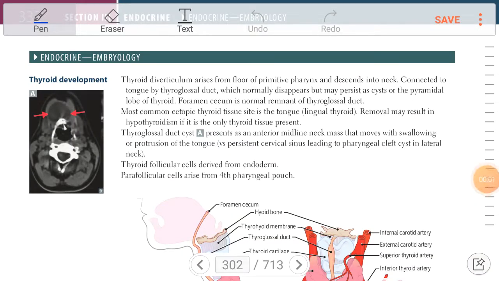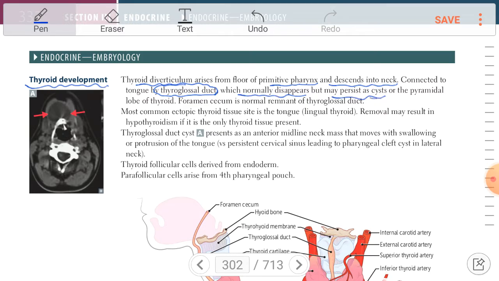So first of all, we will go through the endocrine embryology, the thyroid development. We have the thyroid diverticulum, which will go from the primitive pharynx, then descend into the neck. So it's connected to the tongue by what? By the thyroglossal duct. Normally this is going to disappear, but it can persist.